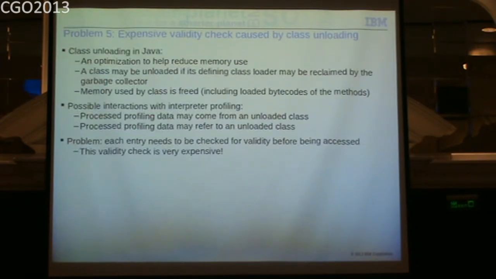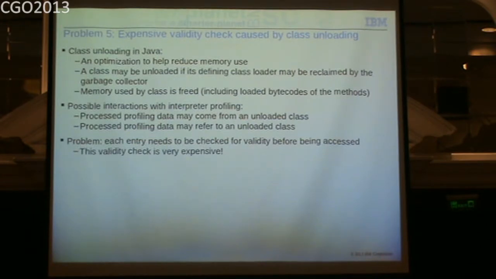Another interesting problem we came across was an expensive validity check caused by class unloading. So I'm going to talk a little bit about class unloading. It's a Java optimization to reduce memory use defined in the Java specification. So a class can be unloaded if its defining class loader may be reclaimed by the garbage collector. Basically, this means if the class is no longer used, you can unload it. And when you unload a class, you free all the memory associated with that class, including loaded bytecodes.